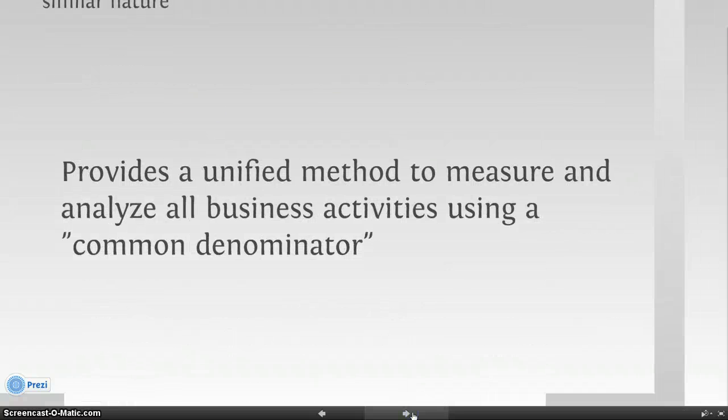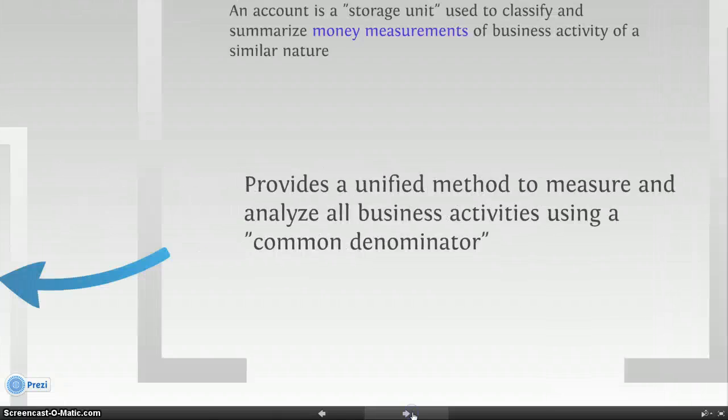So what it does is provide a unified method to measure and analyze all these activities, like the few examples that we just took, into a common denominator like money, dollars, right? And then you can analyze and evaluate how and where the money or the business activity has been going.